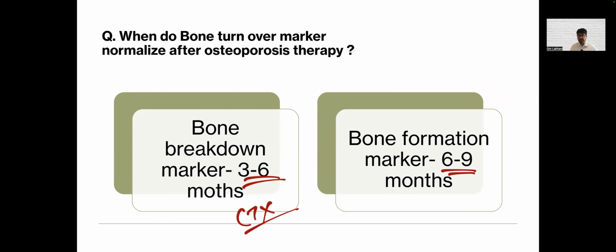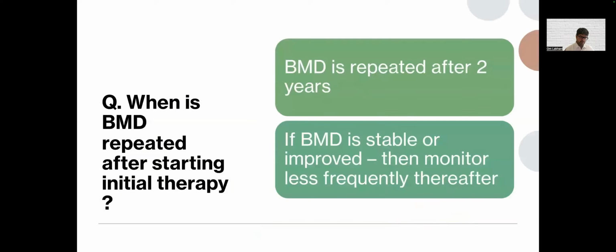Remember, bone formation marker is P1NP and the bone breakdown marker is CTX, right? You can use both. You can use one depending on your clinical practice, and from your understanding of what we discussed earlier. Okay. Well, when do you do BMD?